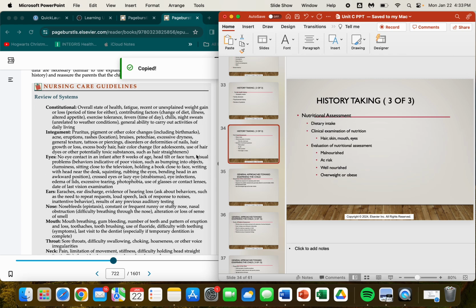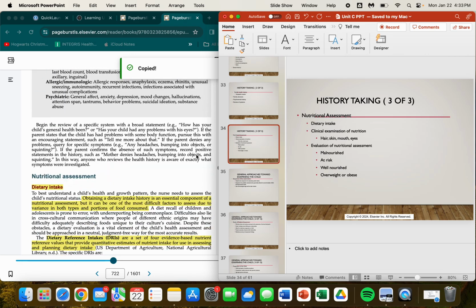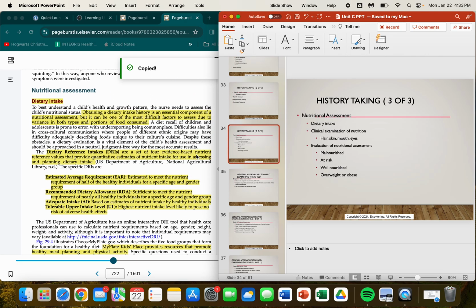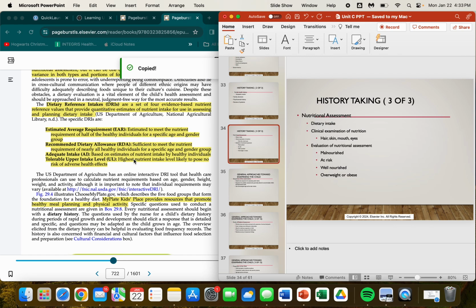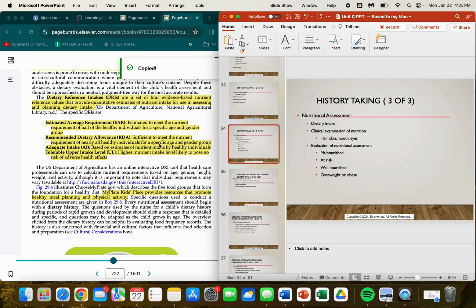But when we talk about review of systems, the first thing your book talks about is the nutritional assessment. Obviously, these are dependent on what the patient is there for. When we talk about a nutritional assessment, we want to obtain a dietary history, right? What's this patient eating? Your book gives you an overview of things we talked about last semester, like what is our dietary reference intake? What's our estimated average requirement? All of these things.